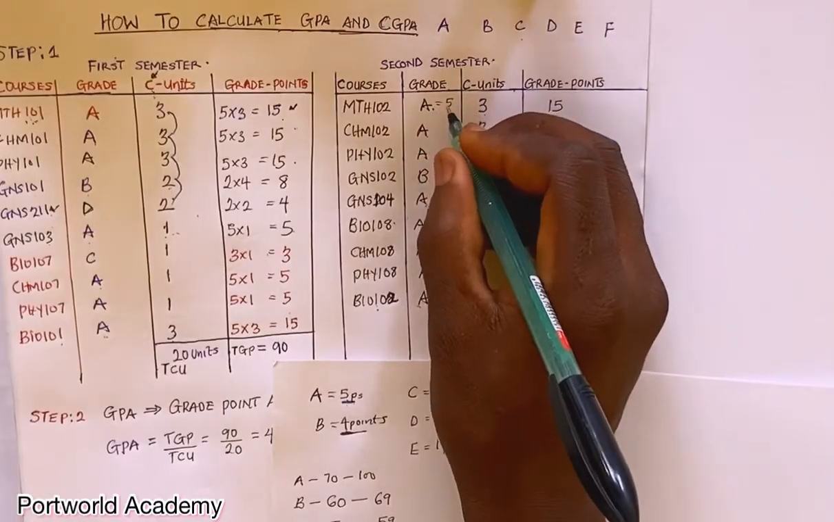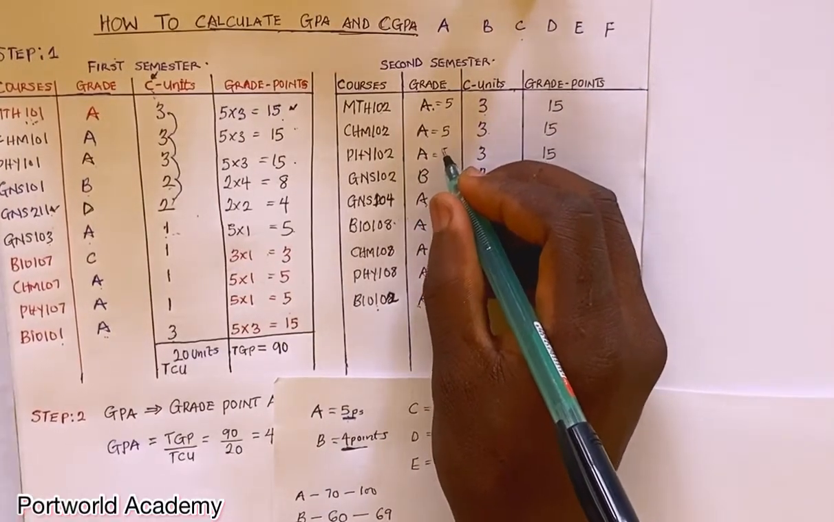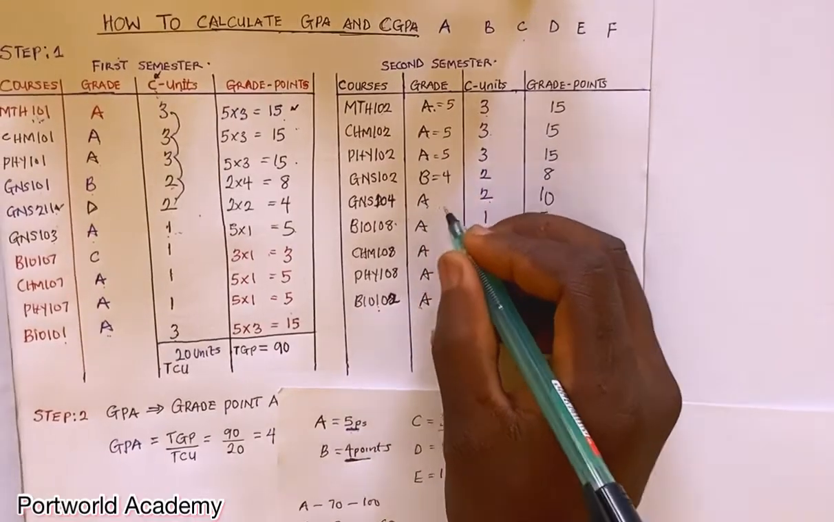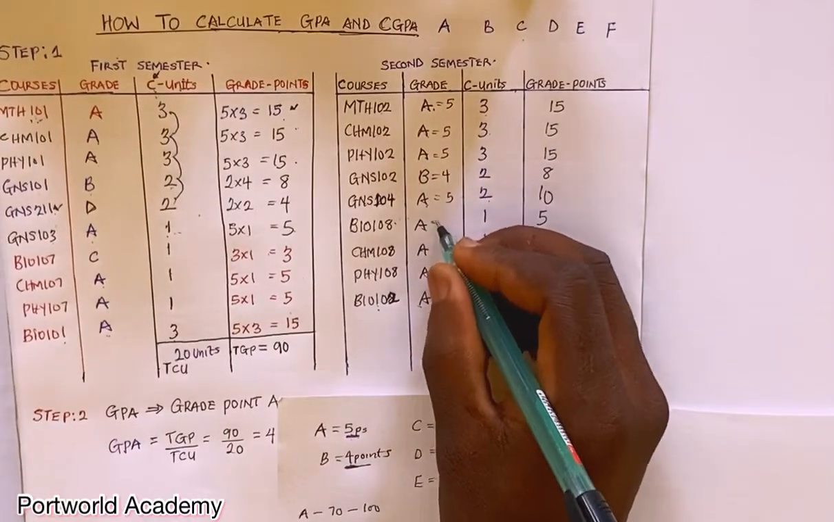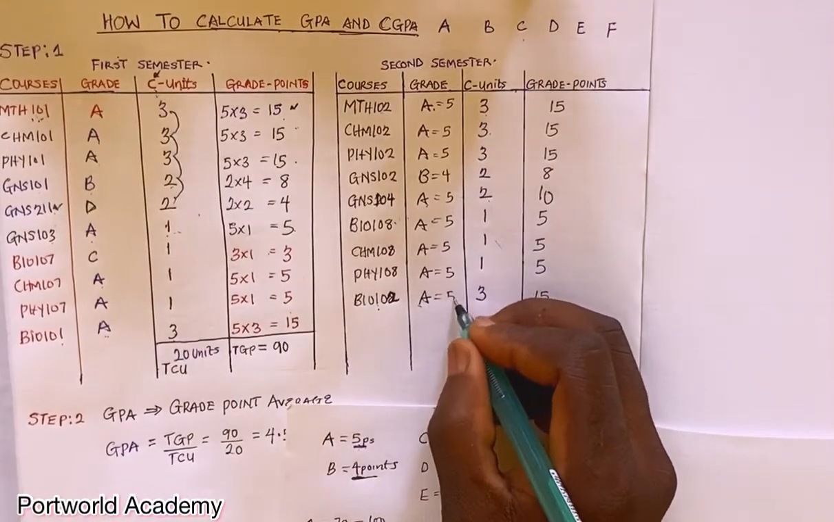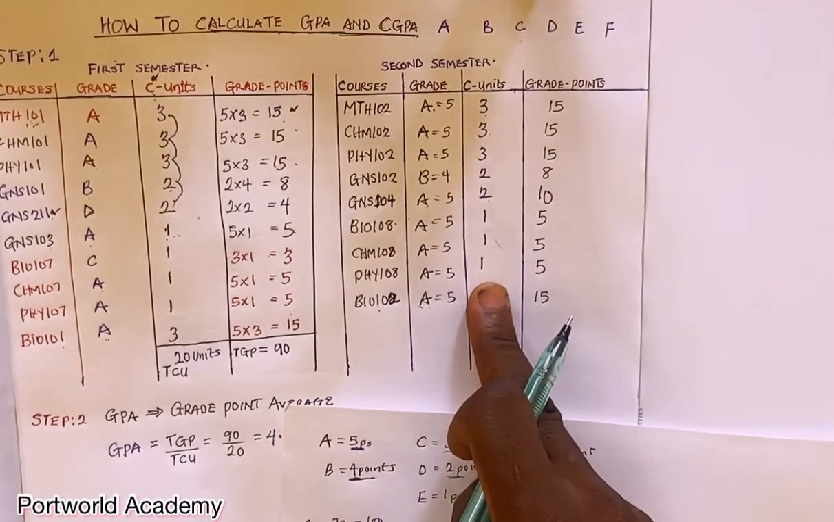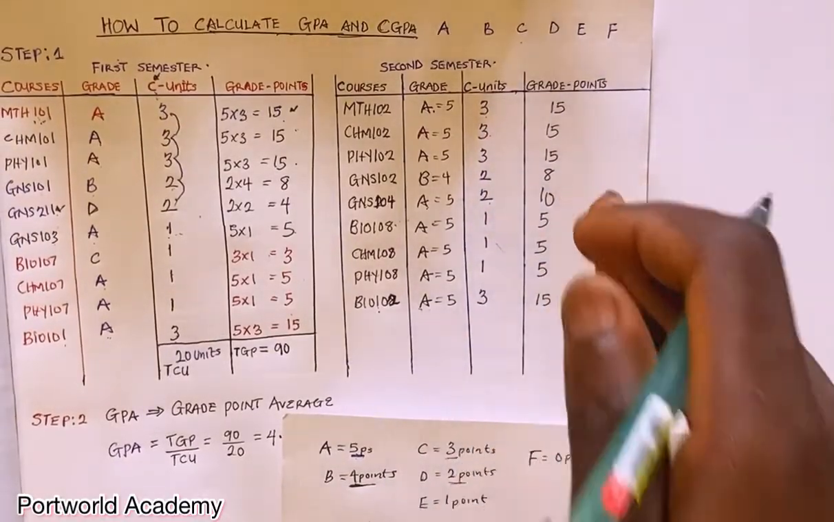Or let me just do it like this. This A is 5 points. This is 5 points. This is also 5 points. This is 4 points. This is 5 points. This is 5 points. This is 5 points. This is 5 points. This is 5 points. Then you are going to multiply all these grade points with your credit unit. You get it right now to get your grade point.